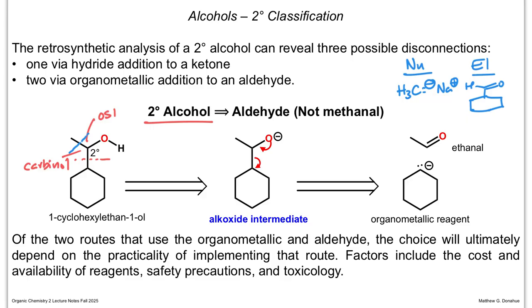Because now in the ketone, you're retaining that carbon group and that carbon group, and you're just adding H to it. So if you start with a ketone and you add H, you're always going to get a secondary alcohol.